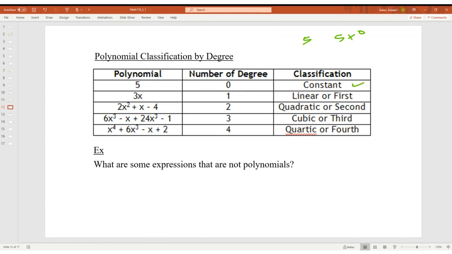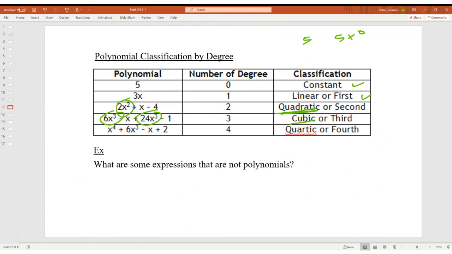The next one is degree 1, where we have 3x, x to the power of 1. So it is called a linear or degree 1 polynomial. The next one is degree 2, x squared. So it is called quadratic. The next one is cubic, x cubed. You can see it here and here, and it's called cubic.